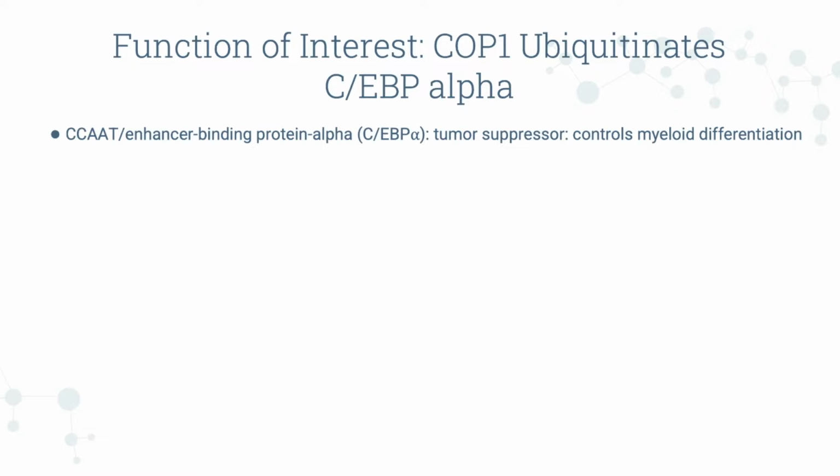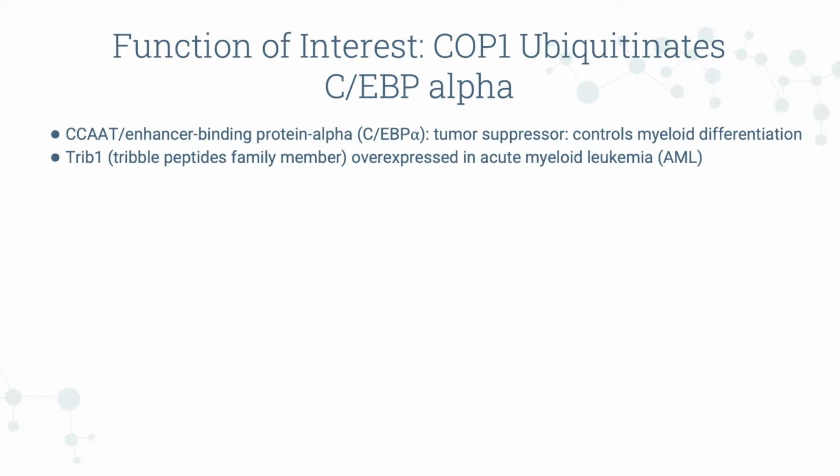COP1 interacts with a mediator in the process known as TRIB1 rather than attaching directly to CEBP alpha. TRIB1 is a member of the tribbles family of proteins and is required for the COP1-mediated degradation of CEBP alpha. In human AML, abnormal expression of TRIB1 has been discovered, and TRIB1 contains a C-terminal COP1 binding motif which allows it to interact with COP1.